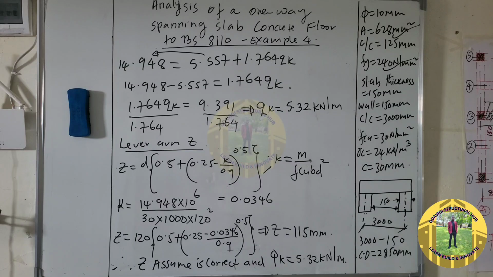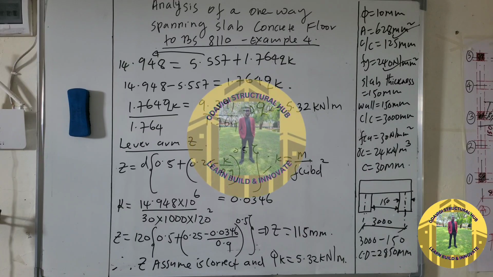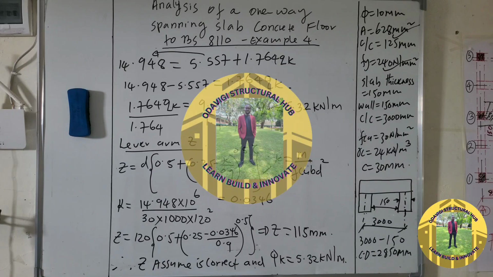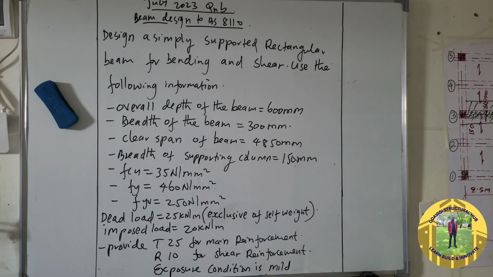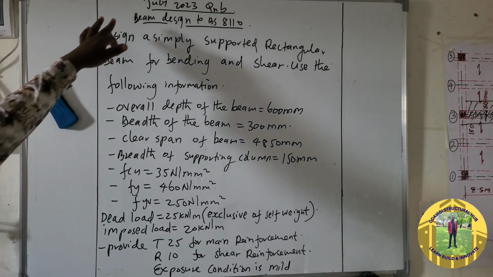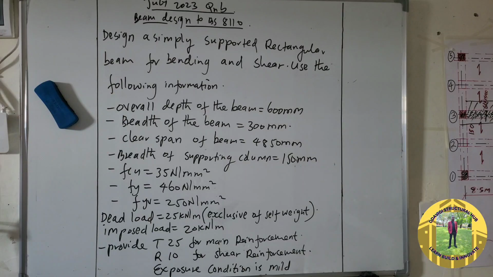beam. So I told you today I will solve two questions, that is for a slab and for a beam. So let's proceed to a beam. So question number 2 is this on the board, and it is beam designed to BS 8110. The question is from past paper, July 2023. It is question B.